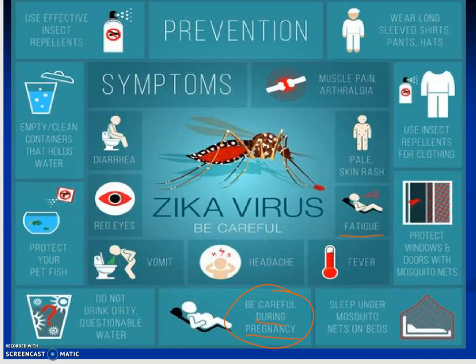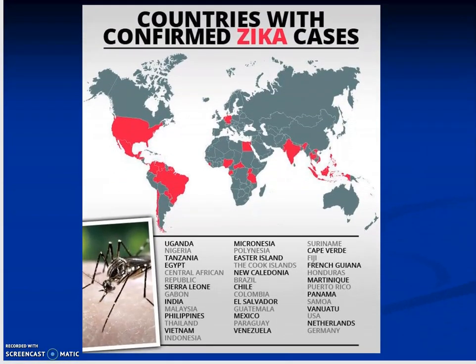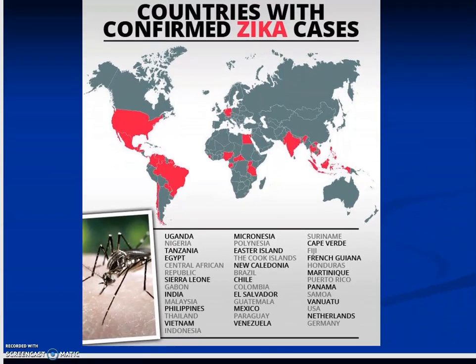A lot of people experience fatigue. They may have muscle pain. Some have diarrhea. Those are the more common symptoms. Severe headache is usually also part of it. Countries with confirmed Zika cases. You can see on this chart right here.